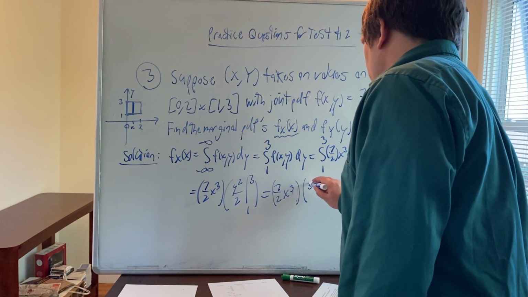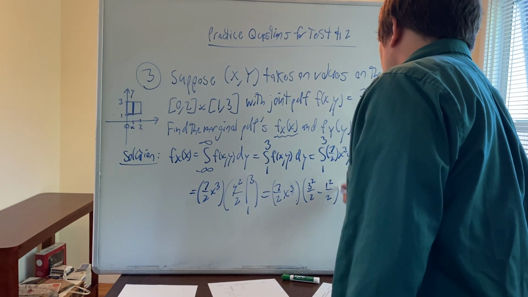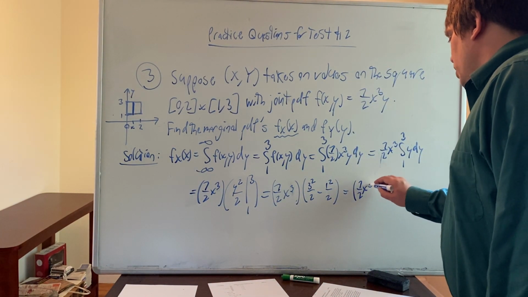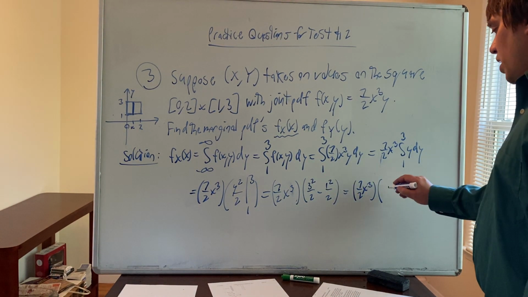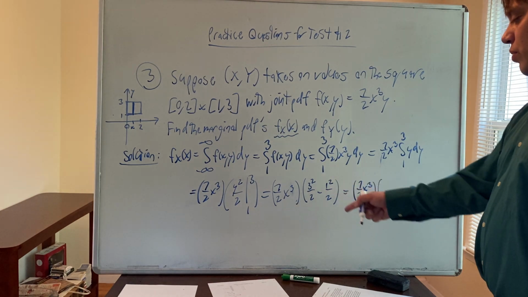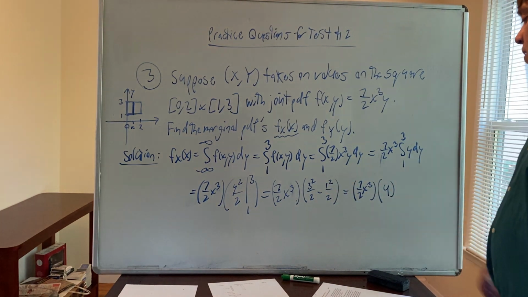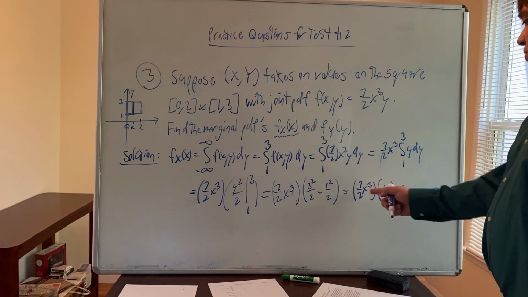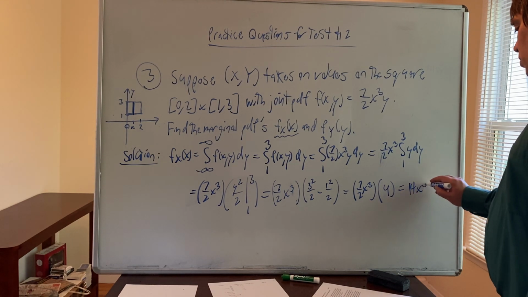So that's 3 squared over 2 minus 1 squared over 2. That's equal to 7/2 x cubed times 3 squared over 2, which is 9/2, minus 1 squared over 2, which is 1/2. 9/2 minus 1/2 is 8/2, which is 4. That's then 7/2 x cubed times 4. And so 4 divided by 2 is 2, so you get 14x cubed.